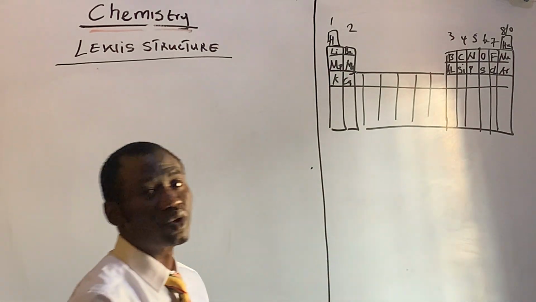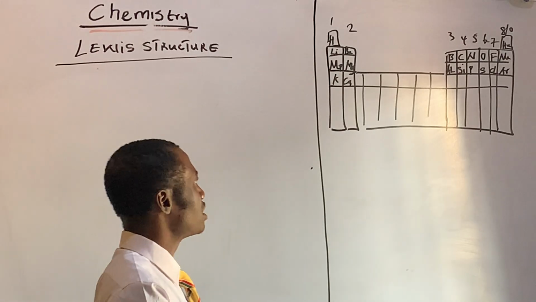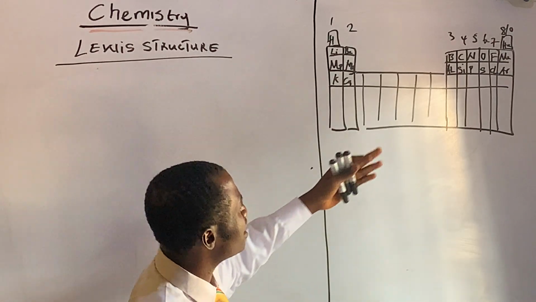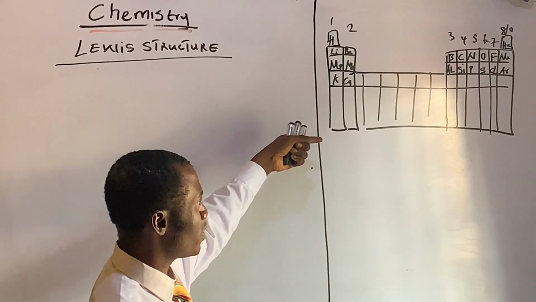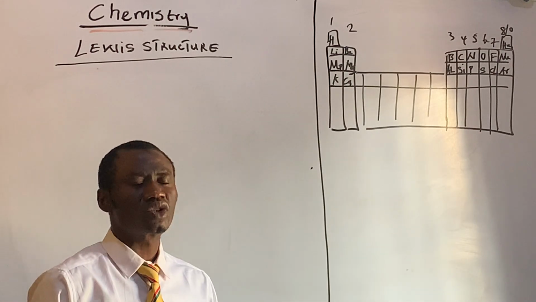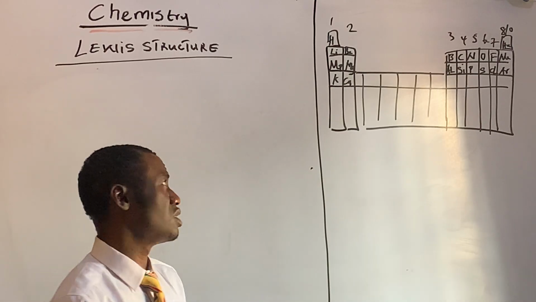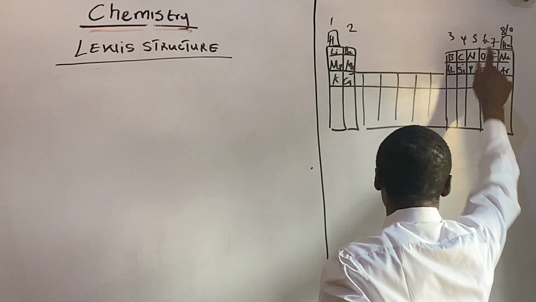Anyway, if you want to know how to name the elements without looking at your textbook, we have a video on that. Now, all the elements in the same group have the same valency electrons. So to draw the Lewis structure of chlorine, what's the valency electron of chlorine? That's the first thing to ask. The valency electron of chlorine is 7.